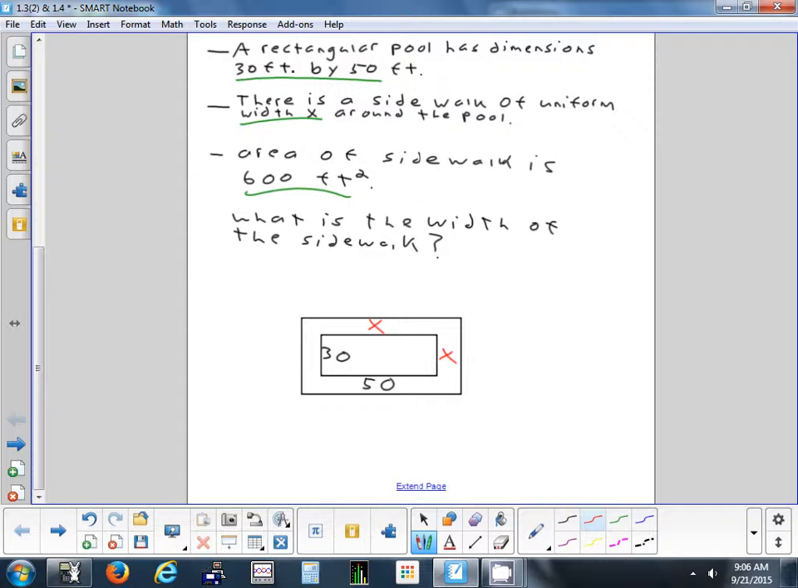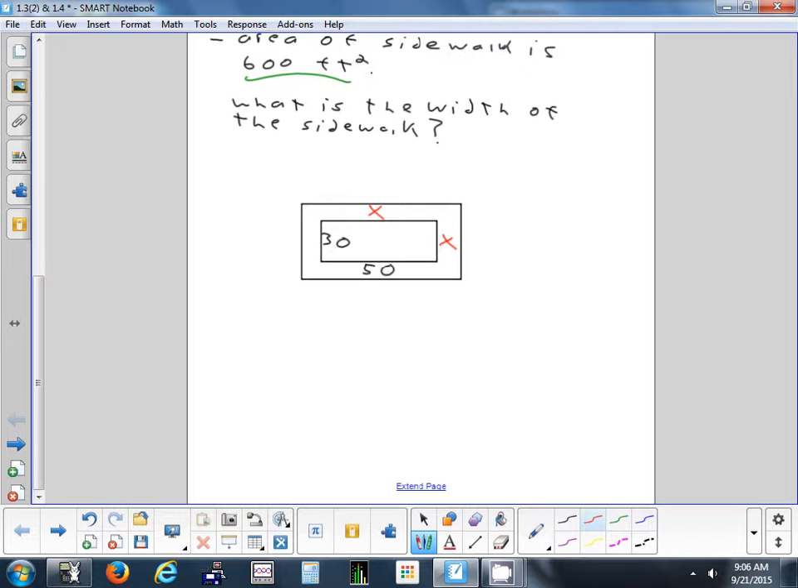Okay, the sidewalk has a width of x. All right, so our goal is to figure out a formula for the area of this sidewalk. It's going to involve finding the area of two things and then subtracting them.